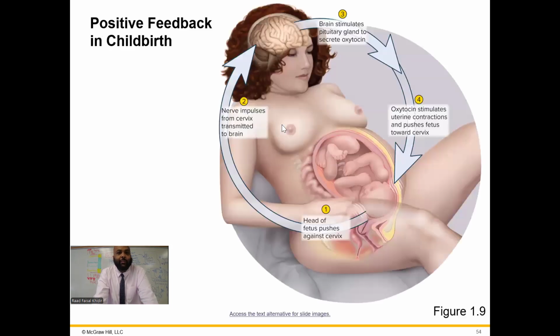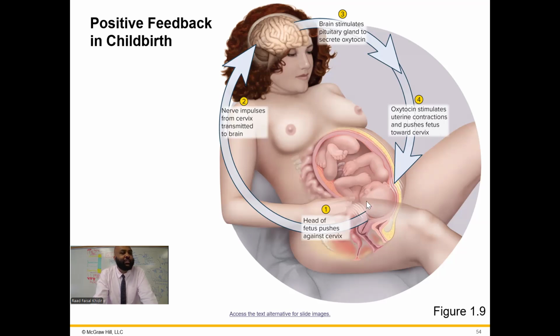Now positive feedback is the opposite. In positive feedback, what's going to happen between the input and the output? Excellent. So here, number one, the head of the baby pushes against the cervix. You see that's the head of the baby pushing against the cervix. When the baby pushes against the cervix, who's going to detect that movement?